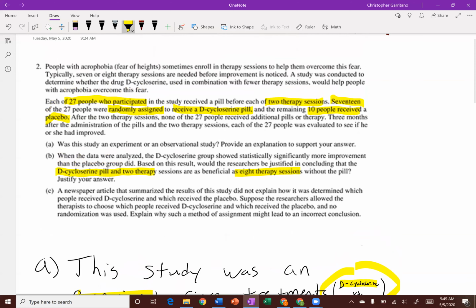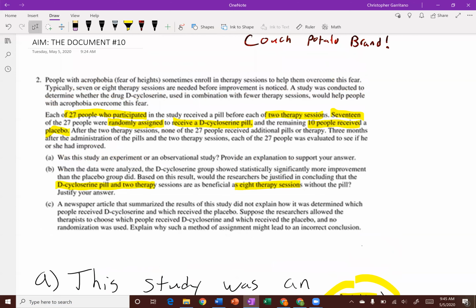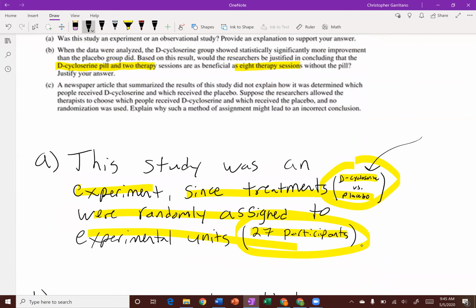Well, if you look at this experiment, again, there were only 2 treatments, right? As I mentioned here, there was the drug and the 2 sessions. That's treatment 1. And then the second treatment was the placebo and 2 therapy sessions. So nowhere in this experiment do we deal with 8 therapy sessions. And so these results cannot be used to make any claim about the 8 therapy sessions.